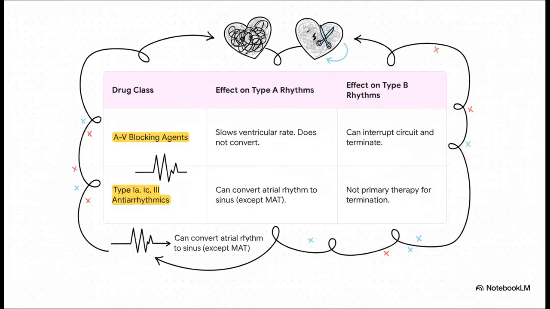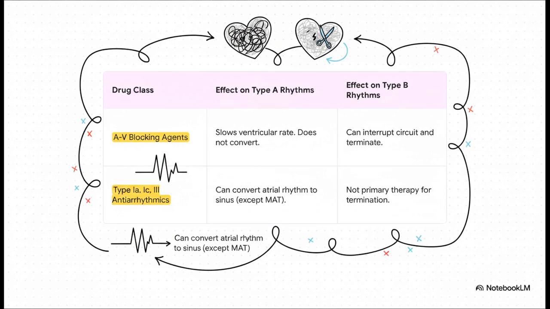And this classification has profound therapeutic implications. For type A rhythms, giving AV blocking agents like beta blockers or adenosine won't actually terminate the underlying atrial arrhythmia. They're just going to slow the ventricular response by increasing the block at the AV node. But, and this is key, in type B rhythms, those same agents can terminate the tachycardia by interrupting the re-entry circuit at its critical link, the AV node.